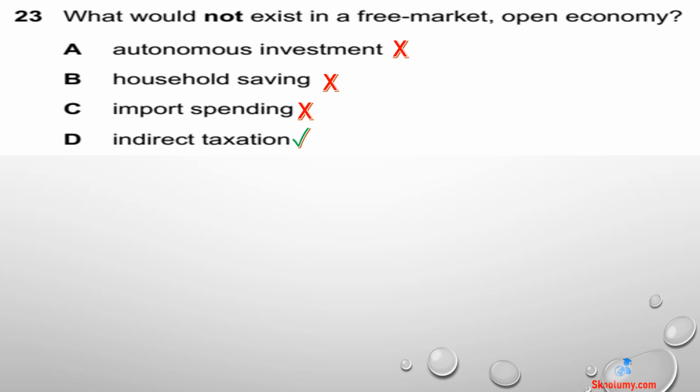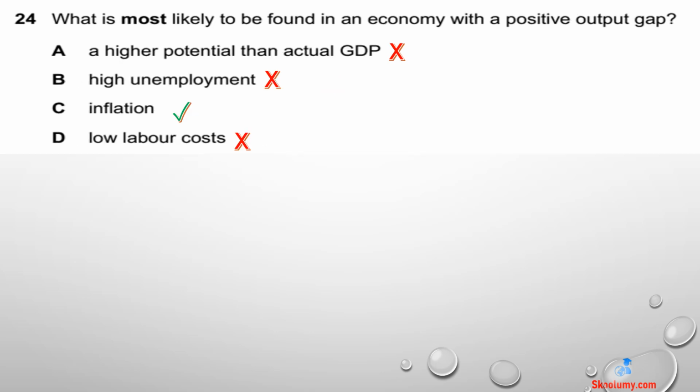A is wrong, as there are firms that undertake investment. B is wrong, because there are households in the model. C is also wrong, because there is a trade sector and there are imports and exports as the economy is open. Question 24. What is most likely to be found in an economy with a positive output gap?